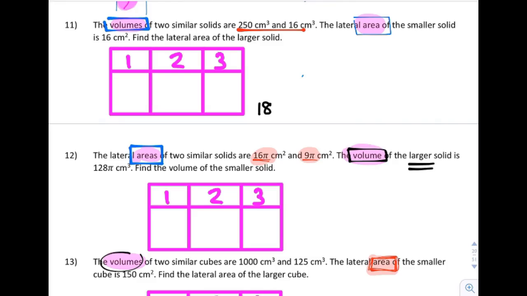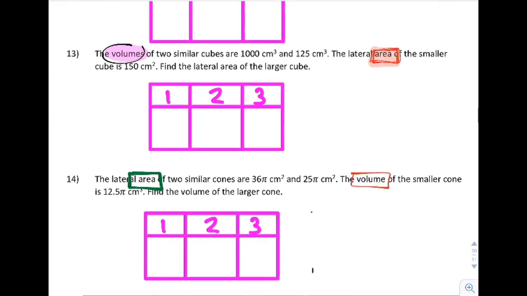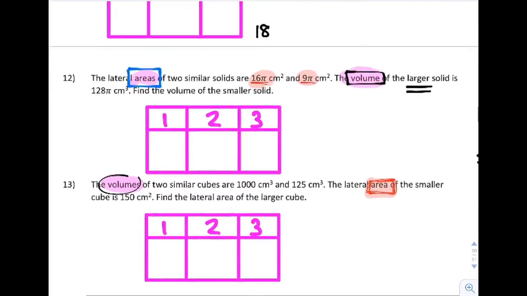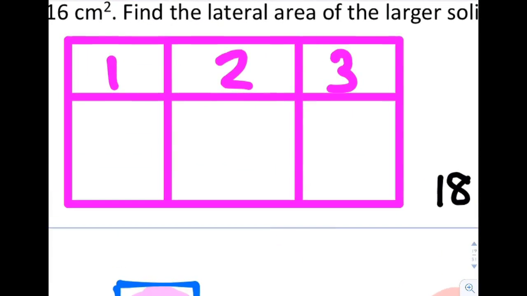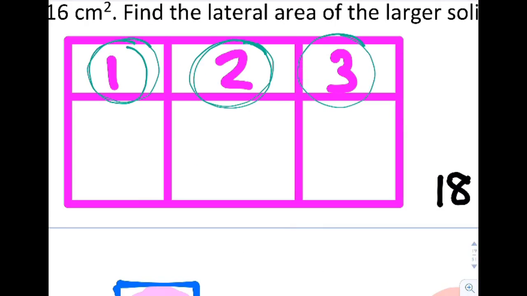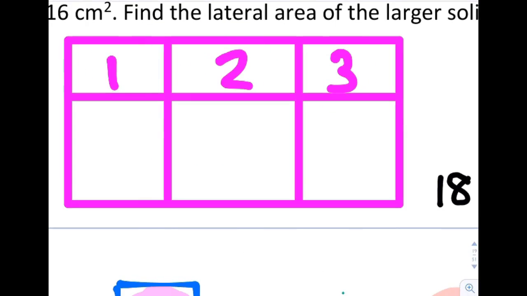So we're going to start with number 11 and go all the way to 14 because that's what we did in class today. Make your little 1, 2, 3 chart. What that means is side, area, volume, to the first power, to the second power, to the third power. This is linear, this is squared, and this is cubic. So it's like the exponents.